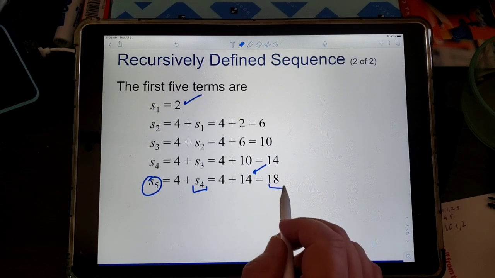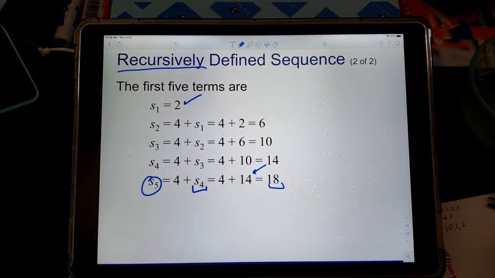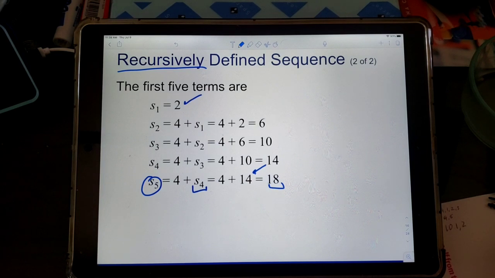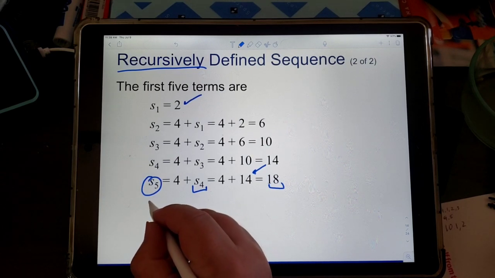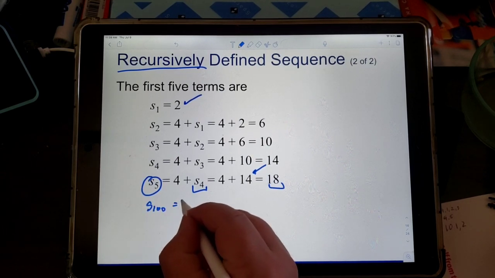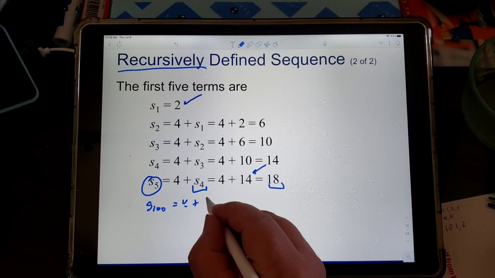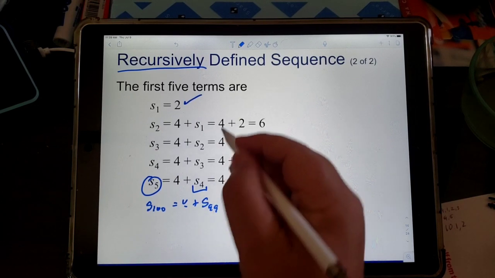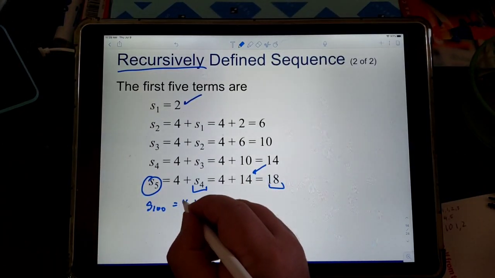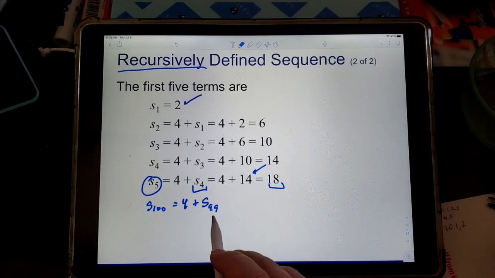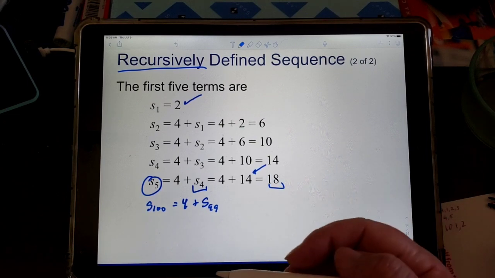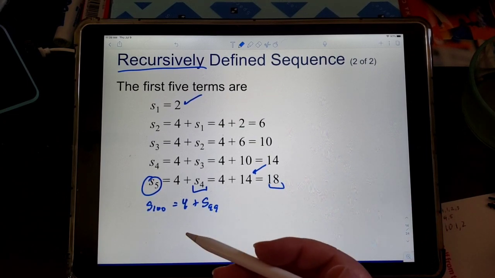And that's the weakness of a recursively defined sequence. If I asked you to find the 100th term, you can't just say, oh, the 100th term is 4 plus the 99th term. Although that's true, what's the 99th term? Well, we don't know until we find it. But we'd also need to find the 98th term to find the 99th term.